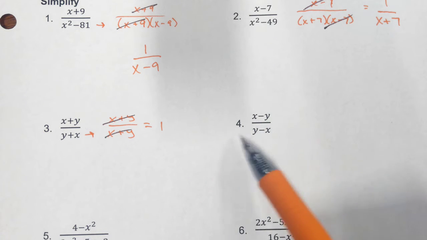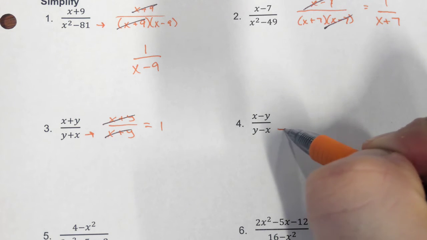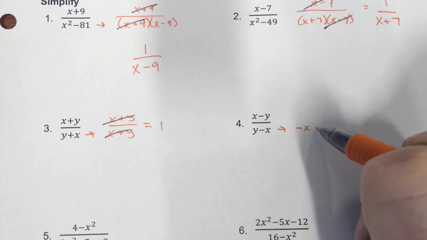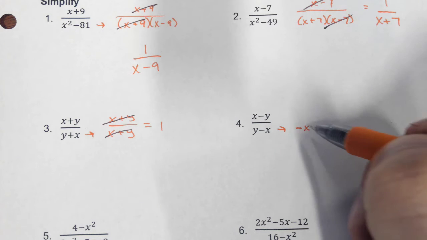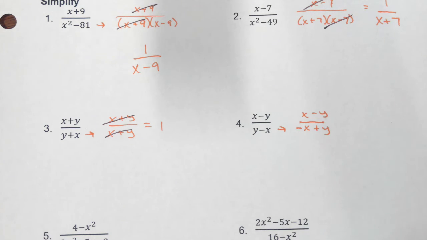Number 4, now this one, don't get fooled by number 3. This one is not 1. Again, the denominator is not in the right order. Think of that as negative x plus y over x minus y.